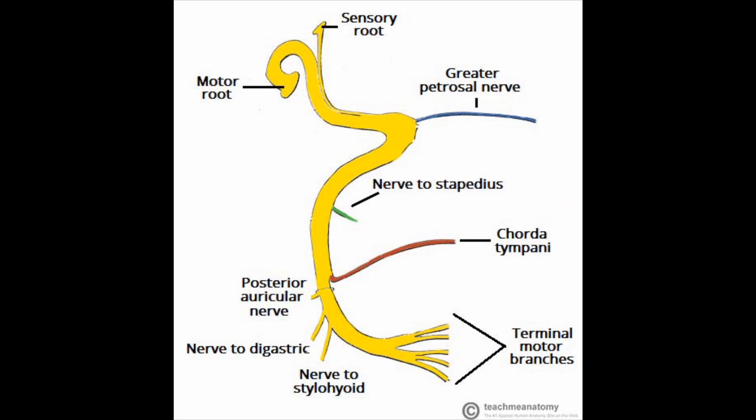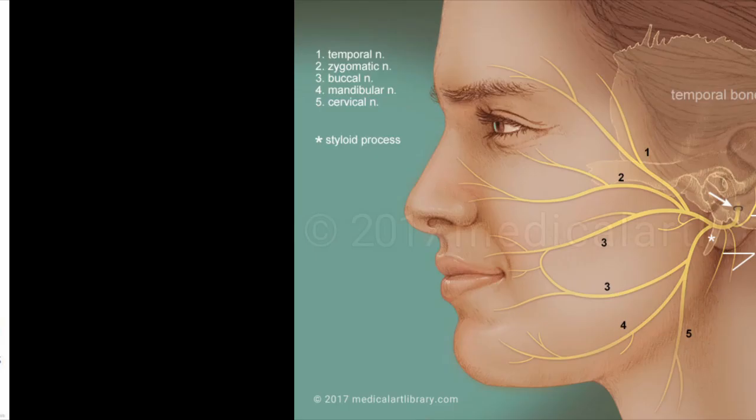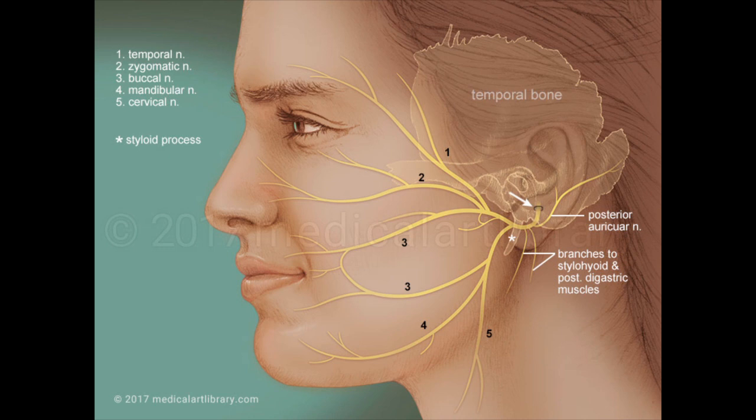Further, the nerve continues towards the parotid gland, but it does not innervate the parotid gland, and without innervating it, it gives off five motor terminal branches. Those branches are the temporal, the zygomatic, the buccal, marginal mandibular, and the cervical branch. All of these branches supply different muscles of facial expression.